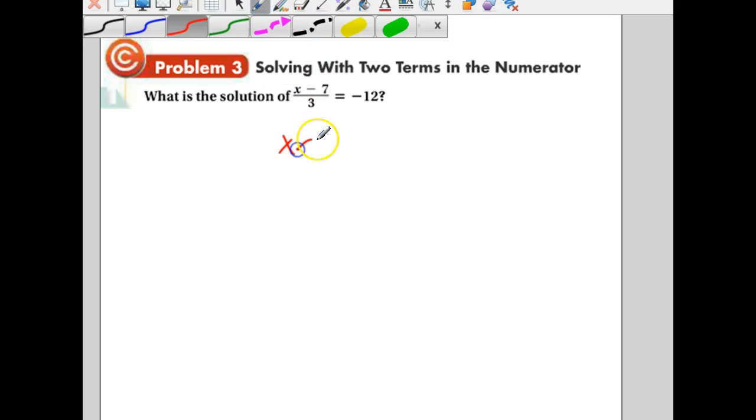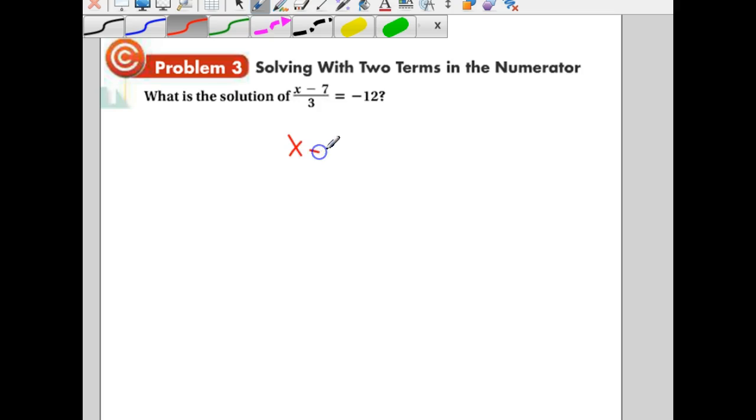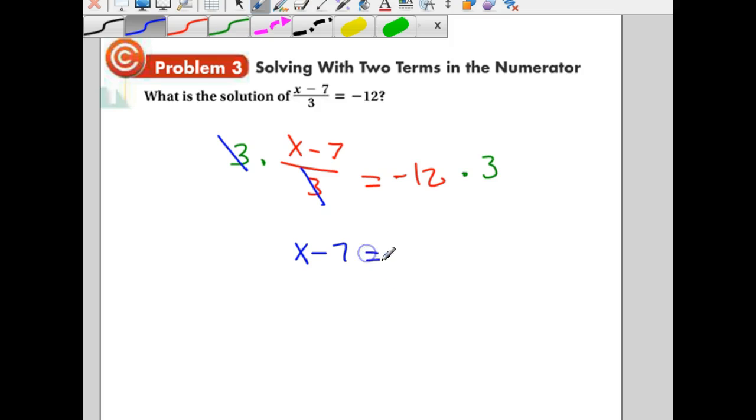So we start off with x minus 7 over 3 equals negative 12. I'm going to undo the division by timesing by 3. Undo dividing by 3 with the times by 3. Got times by 3 on one side, got a times by 3 on the other side. That means that times by 3 and dividing by 3 cancel each other out, and all you have left is x minus 7 on this side. Negative 12 times 3 makes negative 36 on this side.